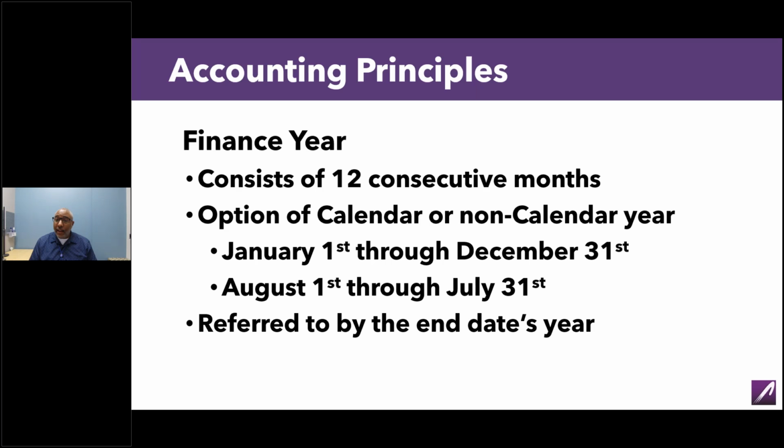When you have a non-calendar finance or fiscal year, it's referred to by the end date of the year. So if you are August 1st through July 31st, August 1st, 2023 through July 31st of 2024, you would call that the 2024 finance year.